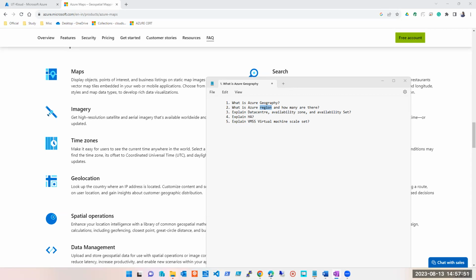When you answer, please make sure you answer properly in sentences, even if it is a small one, that is fine. Yeah, so can someone explain what is geography and region? Again, I'm talking about Azure, or anything. Can I explain, sir? Yes.